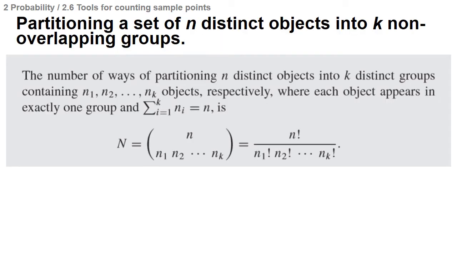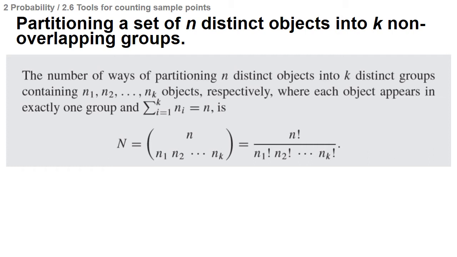And let's move on to partitioning a set of n distinct objects into k non-overlapping groups. It is described like this. The number of ways of partitioning n distinct objects into k distinct groups containing n1, n2, up to nk objects, where each object appears in exactly one group and the sum of the n i's is equal to n. So summing up all these n1 to nk, it's equal to n, and there are k distinct groups, and each group has n1, n2, and nk number of items.